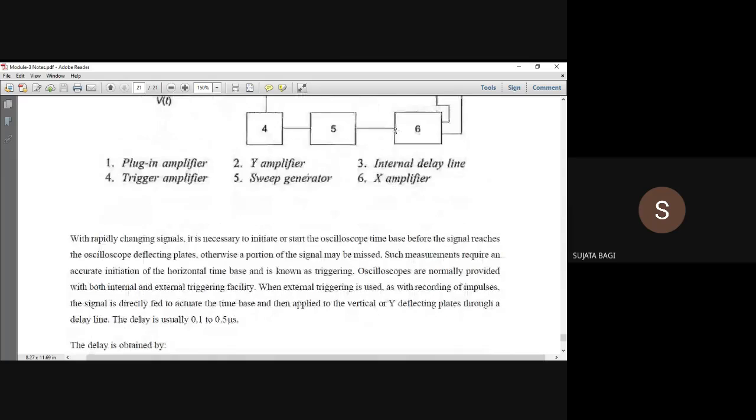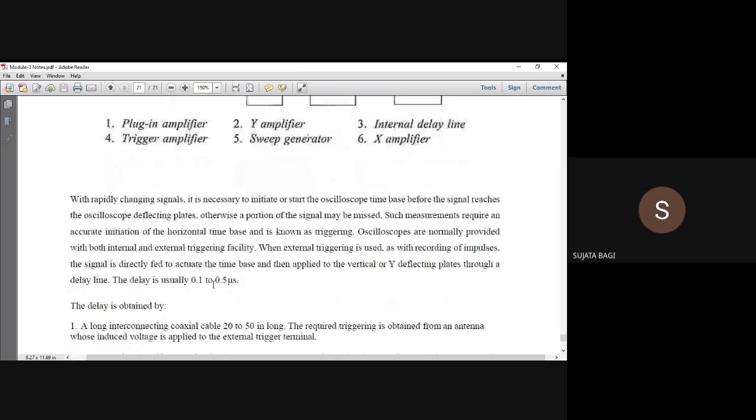Oscilloscopes are normally provided with both internal as well as external triggering facility. When external triggering is used, the signal is directly fed to activate the time base, and then applied to the vertical or Y deflecting plates through a delay time. This delay is usually 0.1 to 0.5 microseconds.